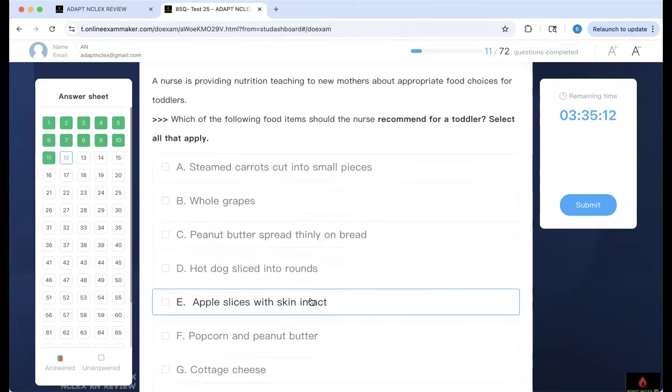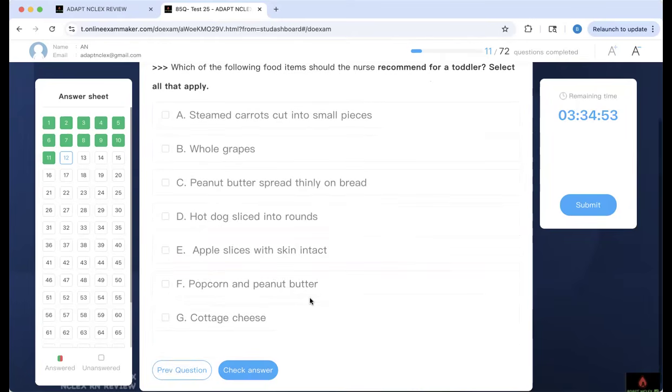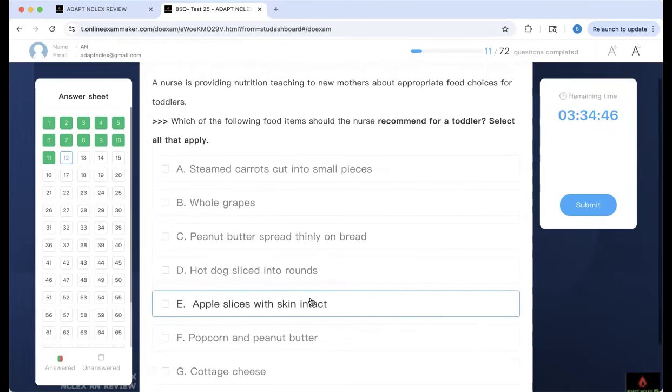And this is providing nutritional teaching to a new mother about appropriate food choices for a toddler. No, toddler. This is pediatric health promotion. You've got to be familiar with them. Which of the following food items should the nurse recommend to a toddler? Think about what is going to kill a toddler, or which are the things you should watch for safety, right? Safety question. Select all that apply. It's a form of health promotion, but it's safety. What is the toddler you worry about?